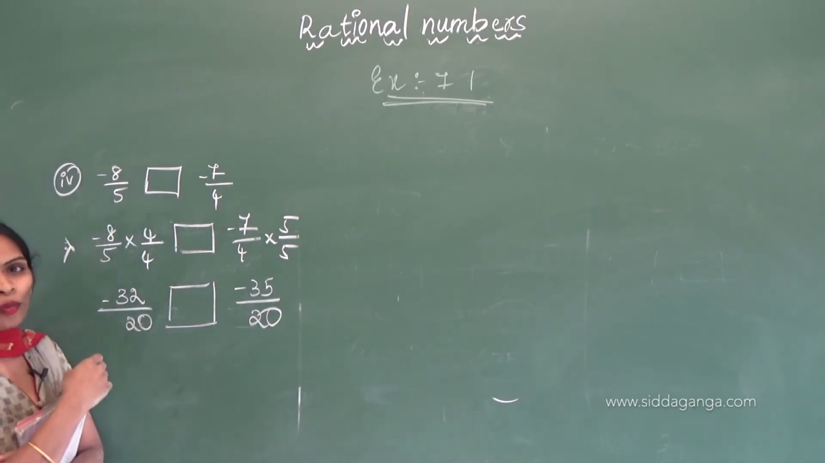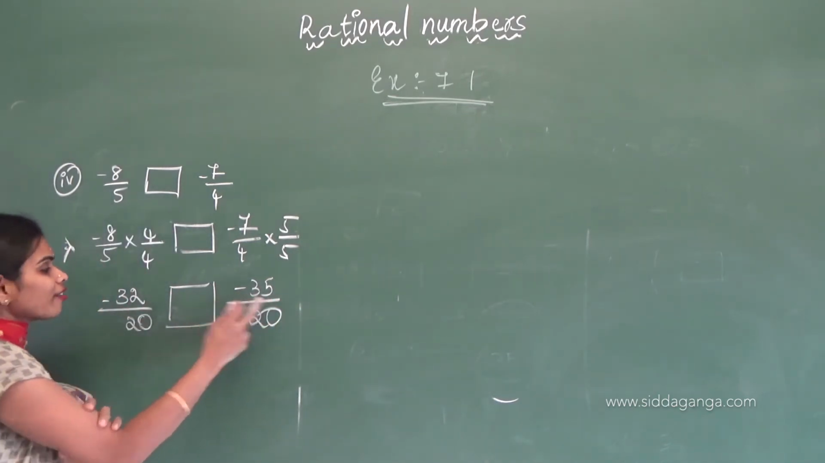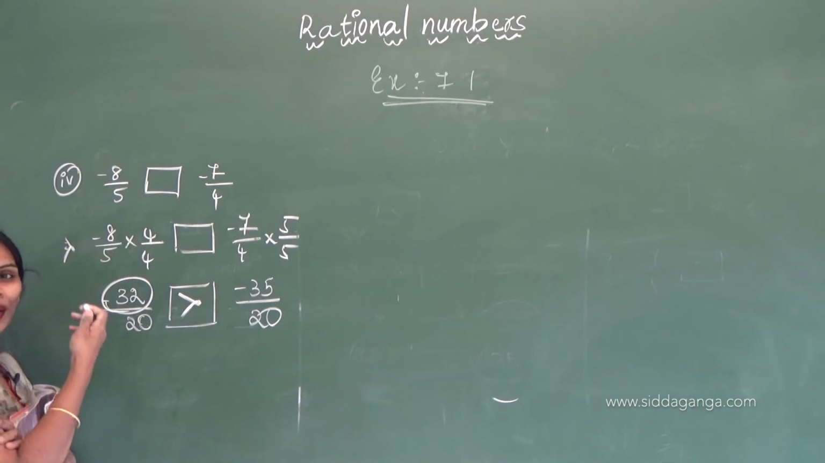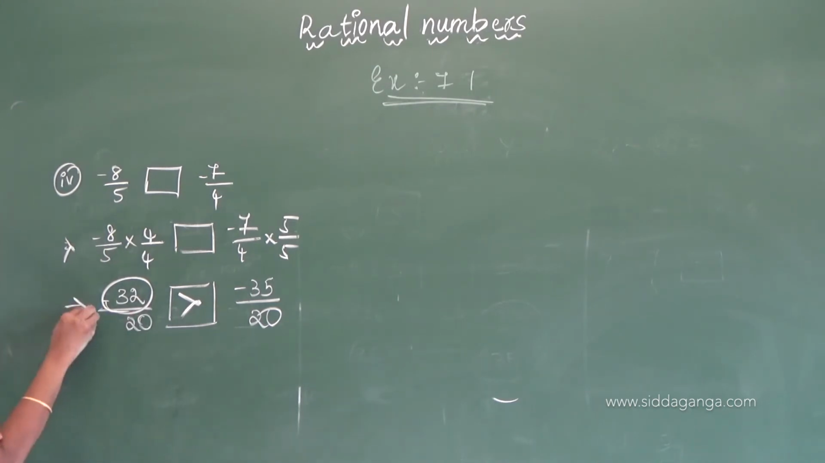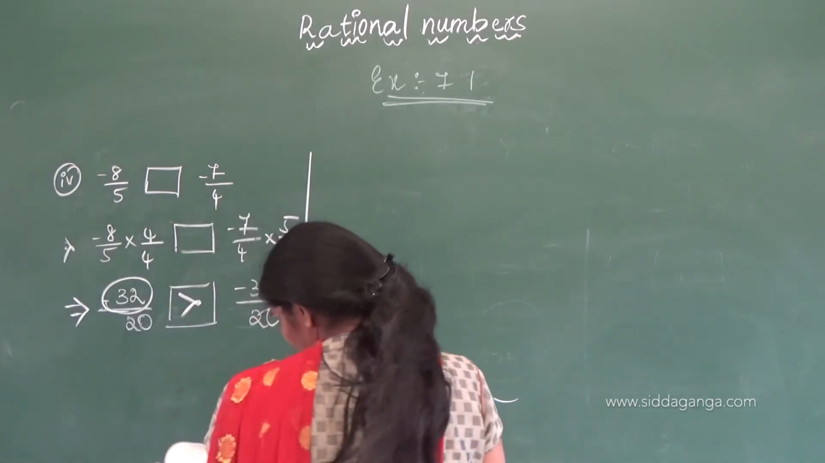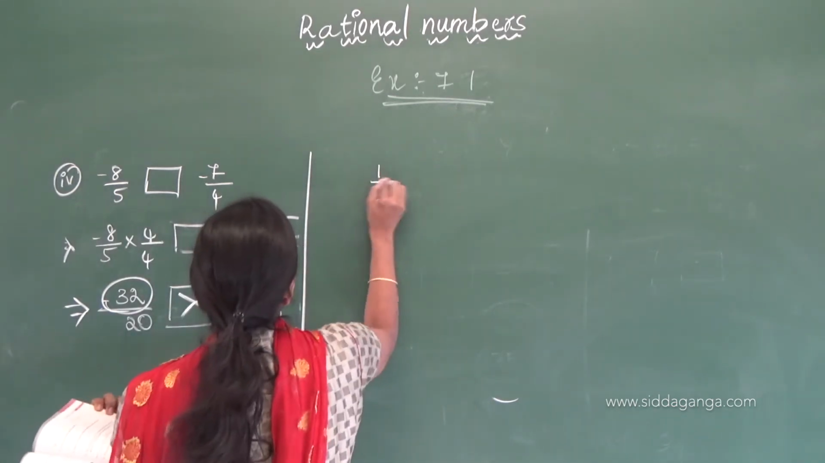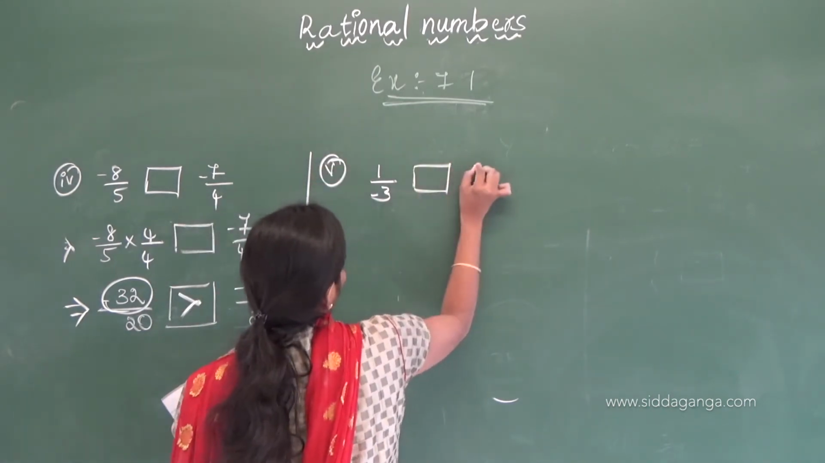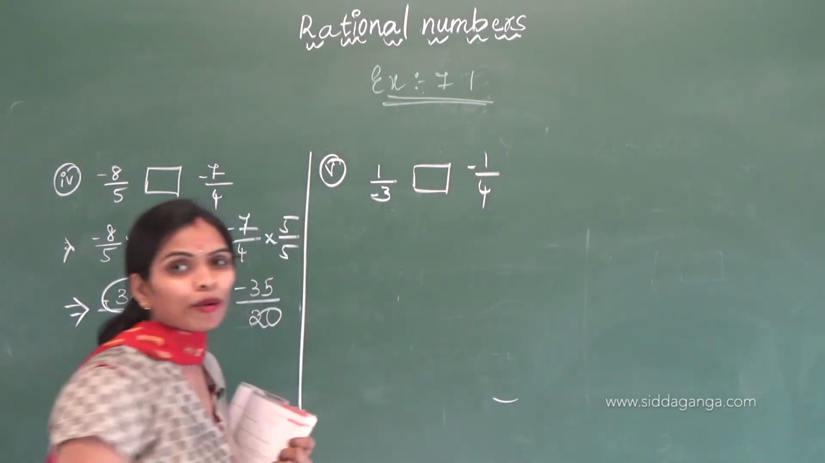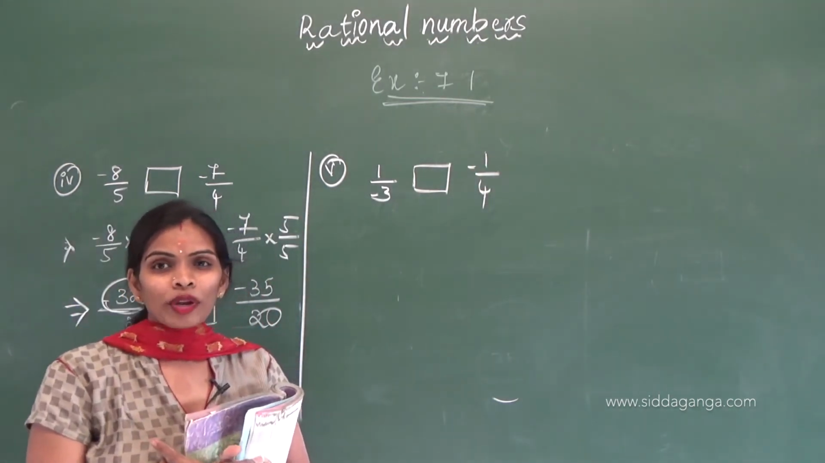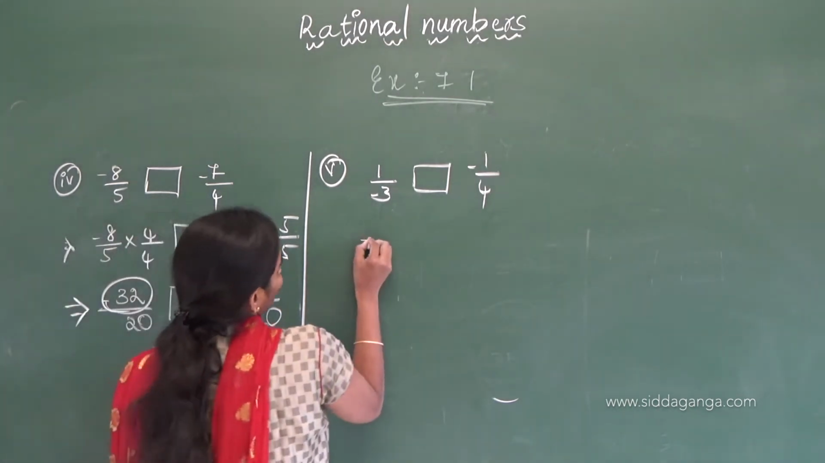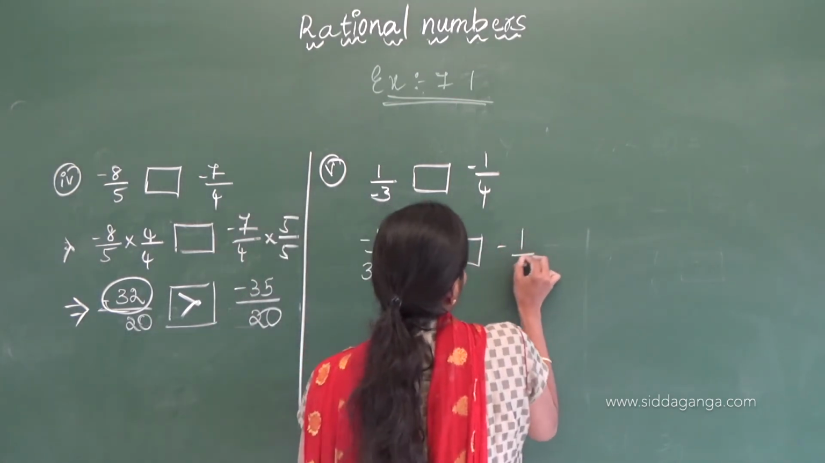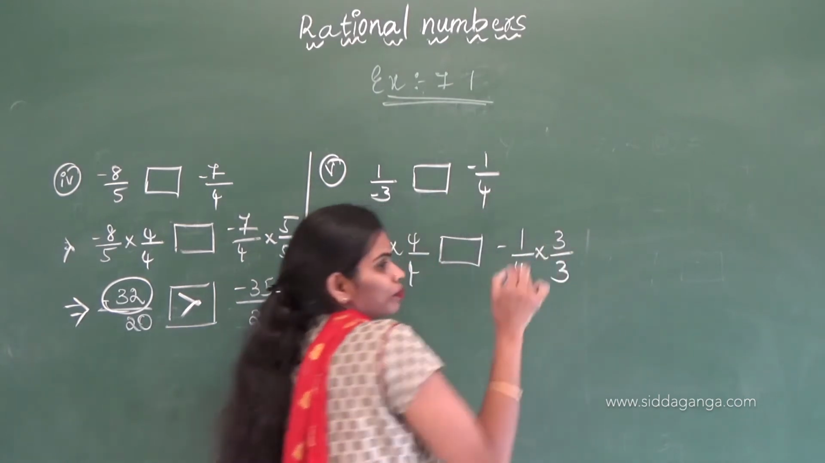Just neglect the denominators. Which one will be greater in between minus 35 and minus 32? Obviously this one will be greater because it is having the smaller quantity. That's why we have to put the greater than symbol. Next, minus 1 by 3 and minus 1 by 4. We have to equate the denominators of both the rationals. Minus 1 by 3 into 4 by 4, minus 1 by 4 into 3 by 3.